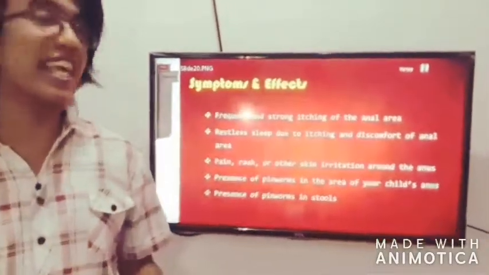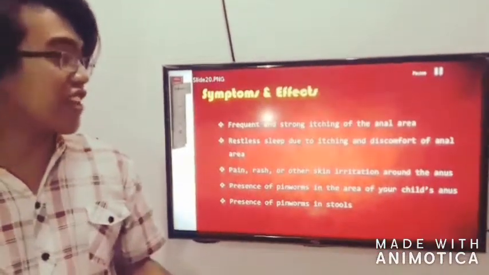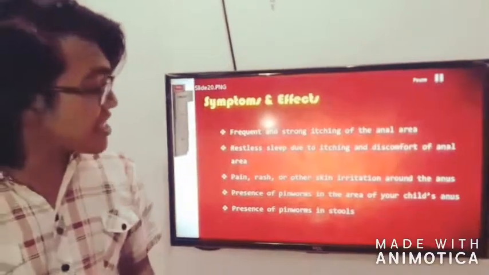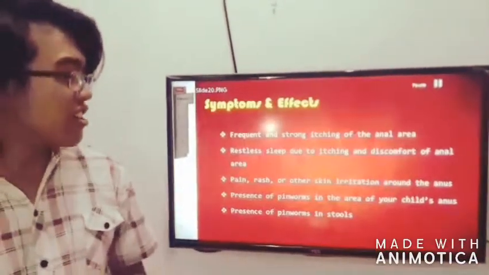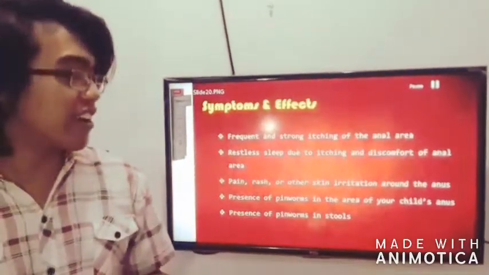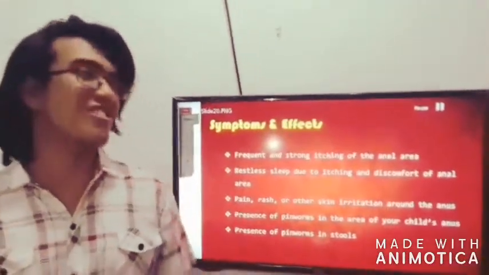So here are some symptoms and effects of Enterobius. Frequent and strong itching of the anal area due to the pinching, and restless sleep due to itching and discomfort of the anal area. Pain, rash, and other skin irritation in the anus, the presence of pinworms in the area of the child's anus, and the presence of pinworms in the sleep.